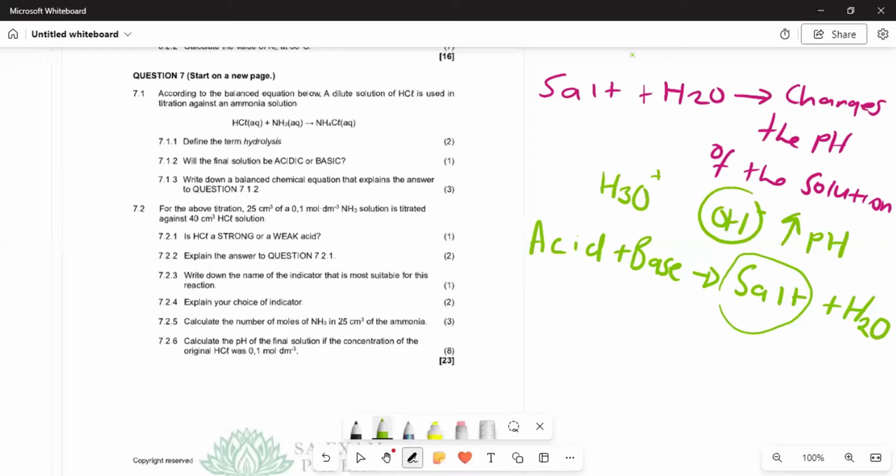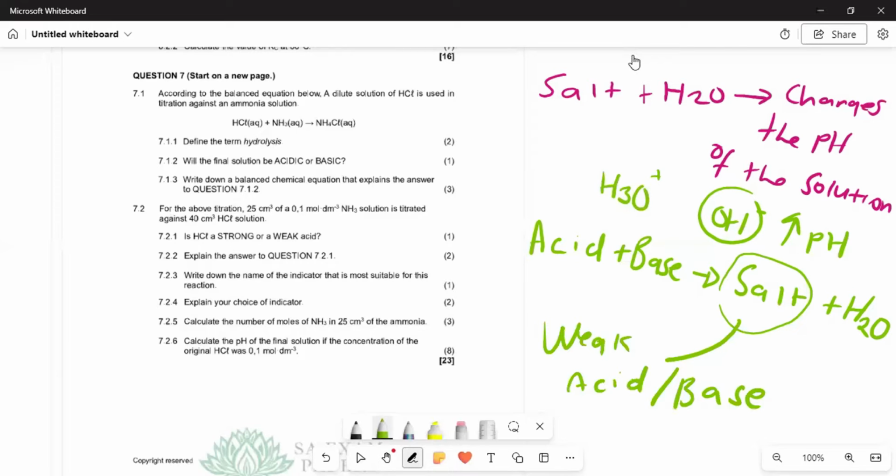Now, what are the requirements for hydrolysis to occur? Hydrolysis would only occur if your salt is from a weak acid or a weak base. Meaning that you need to look at the conjugate base or the conjugate acid of your salt and identify whether it is from a weak acid or a weak base. If your salt is from a strong base or a strong acid, hydrolysis would not occur in that instance.